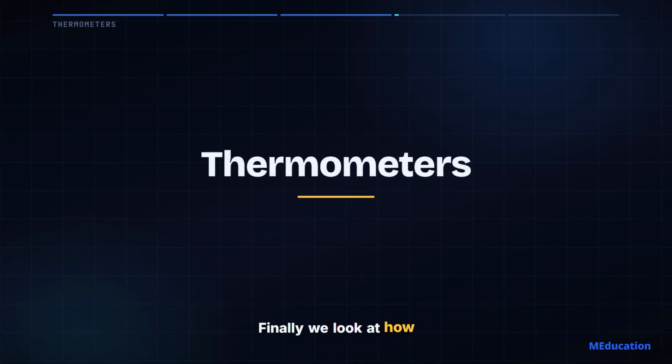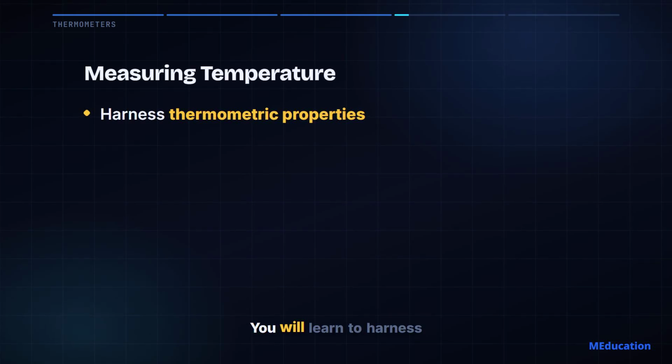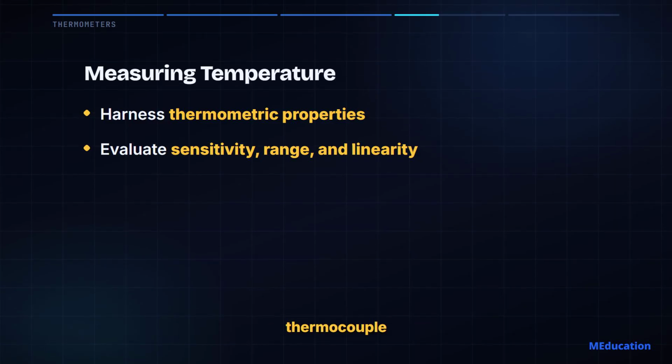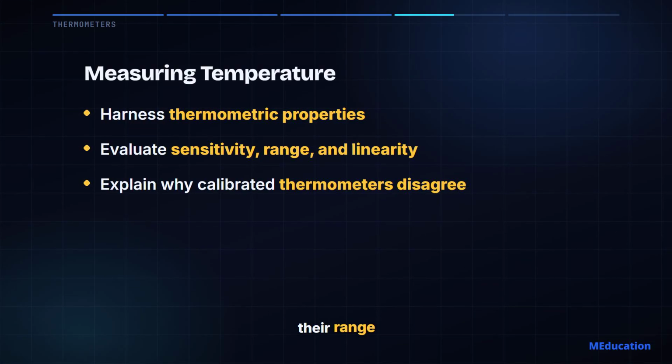Finally, we look at how to practically build and evaluate a thermometer. You will learn to harness thermometric properties. These are physical traits that change predictably with temperature, such as the electrical resistance of a metal wire or the electromotive force of a thermocouple. You will evaluate these devices based on 3 key criteria: their sensitivity, their range, and their linearity.